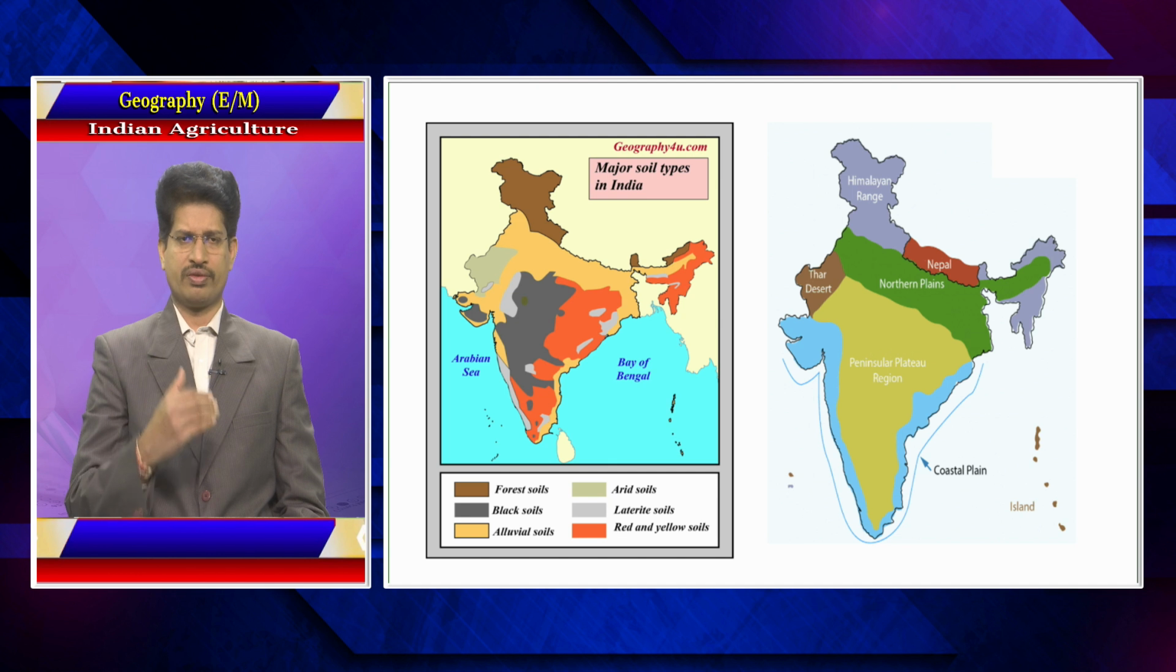So, what are the different states? What are the different kinds of crops being cultivated? Let us examine on the basis of the variation of different types of soils in our country.